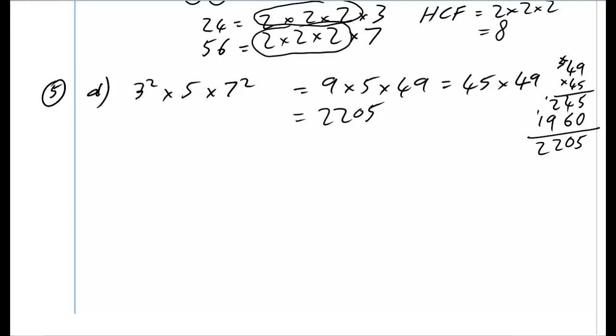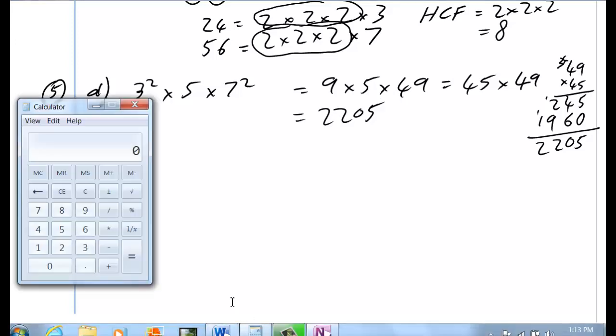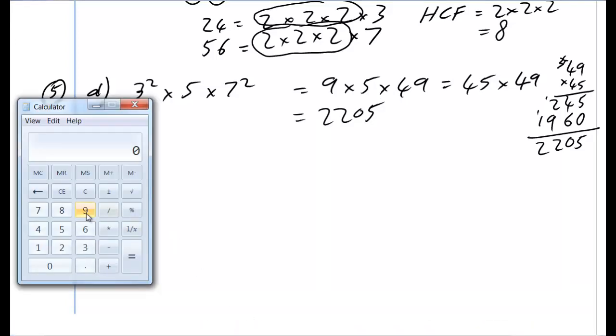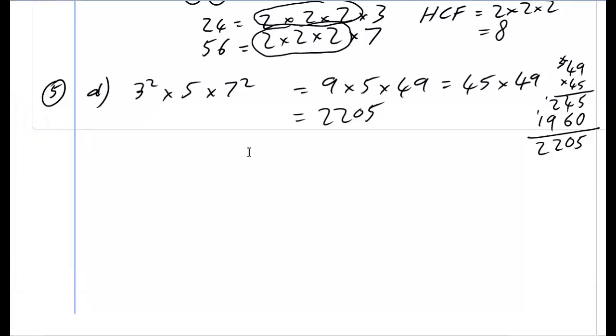So let's get a calculator out. So 9 times 5 times 49 equals 2205. There you go, I got it right. Okay, so for number 5, all you have to do is multiply them out, and for some of them it might be best to use a calculator to do that. Although you should be able to expand them. Let me explain what it means.